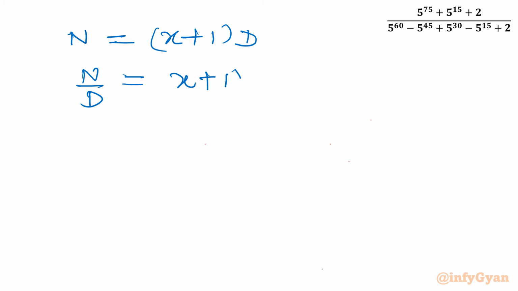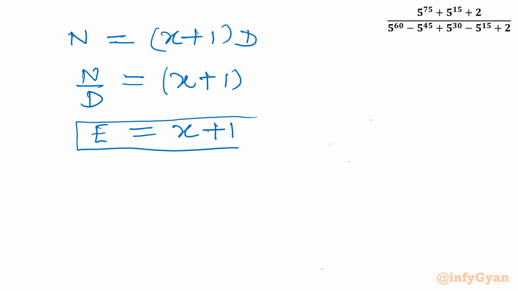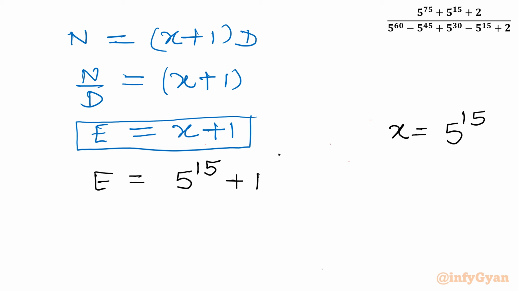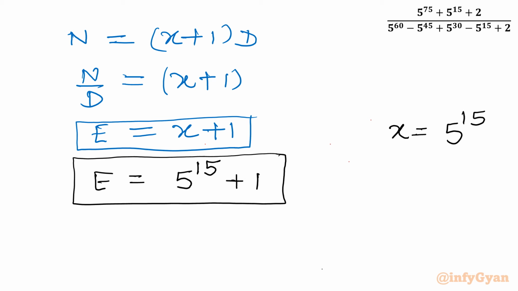Let me write here N equal to x plus 1 times D, or N over D equal to x plus 1. And N over D was our expression, so it will become x plus 1. Now let us put our substitution back. It was x is equal to 5 power 15. So I will write our answer, expression E equal to 5 power 15 plus 1. This is our answer using method 1.